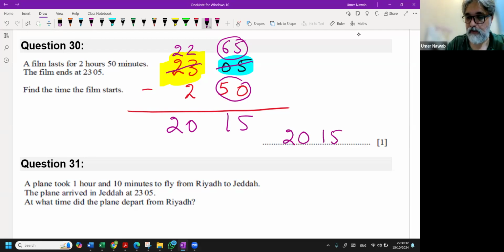2015. No need to put the colon sign in between them. So standard 24 hours format is a 4-digit number. So 2 digits are written together, but there must be a space between the 2 pairs.